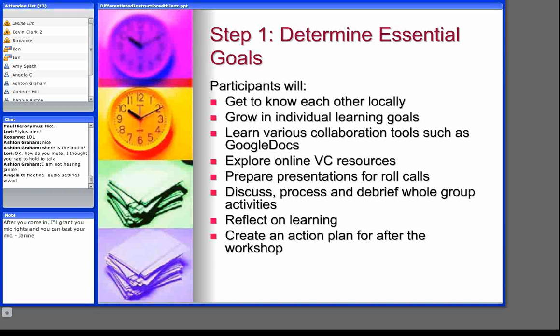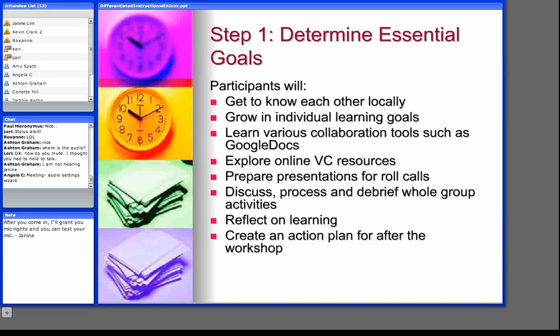Roll calls. They need to discuss, process, and debrief whole group activities. And some need more time with this than others, and some of us are better at this than others. I always am amazed at how Roxanne does her debriefing, and we all learn in all of these areas.